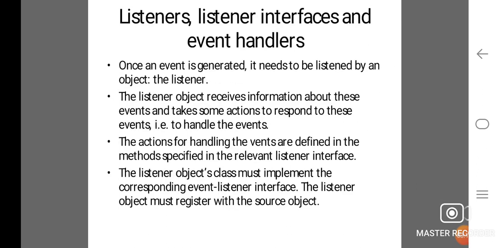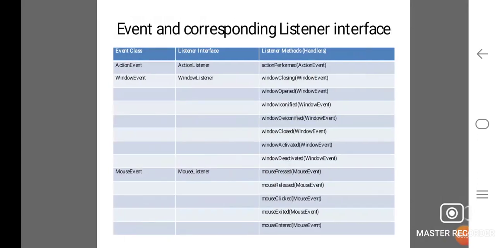Listener interfaces and event handlers. Once an event is generated, it needs to be listened to by an object, the listener. The listener object receives information about these events and takes some actions to respond to these events, that is, to handle the events. The actions for handling the events are defined in the methods specified in the relevant listener interface. The listener object's class must implement the corresponding event listener interface. The listener object must register with the source object.